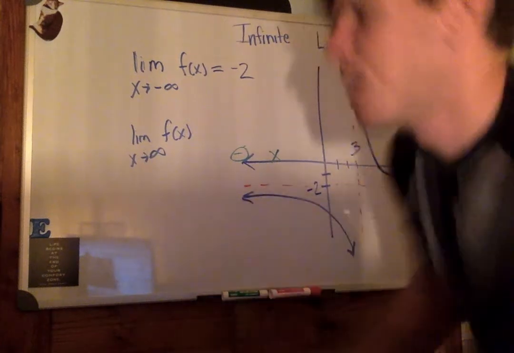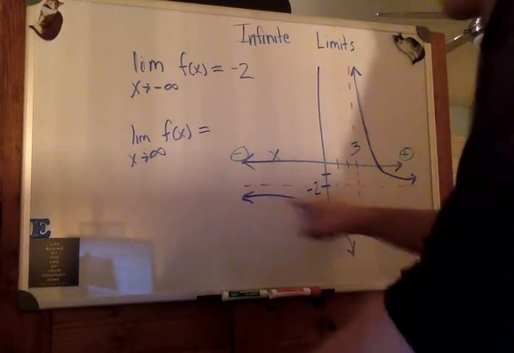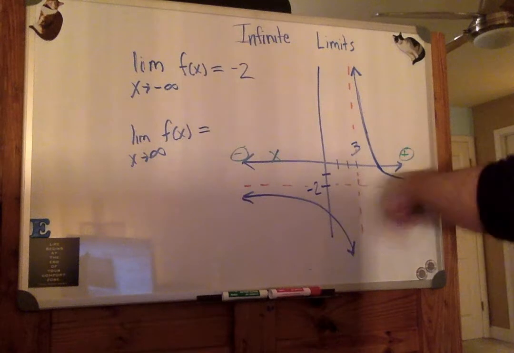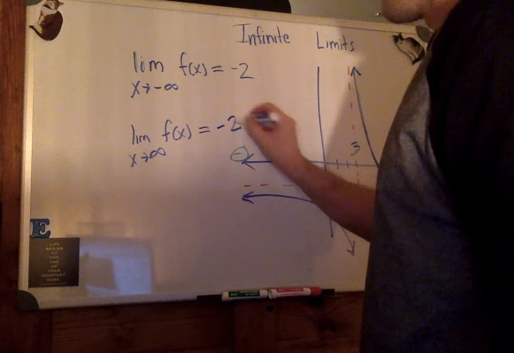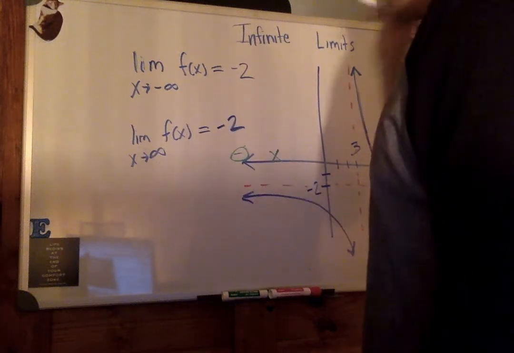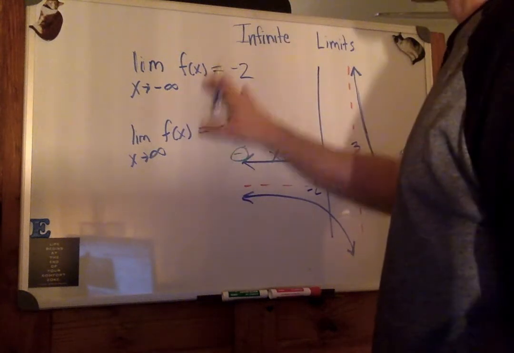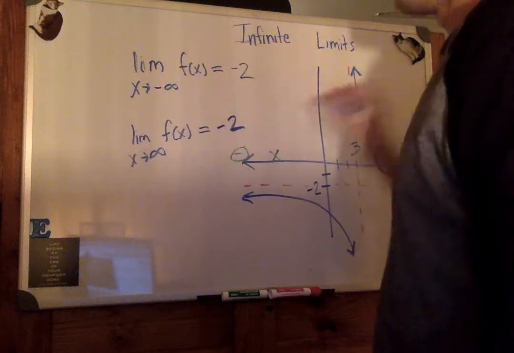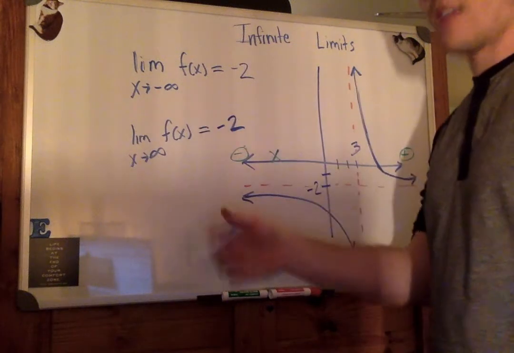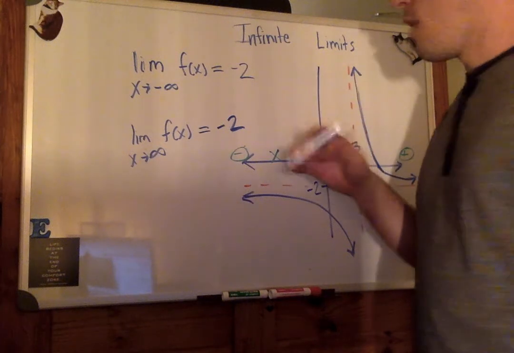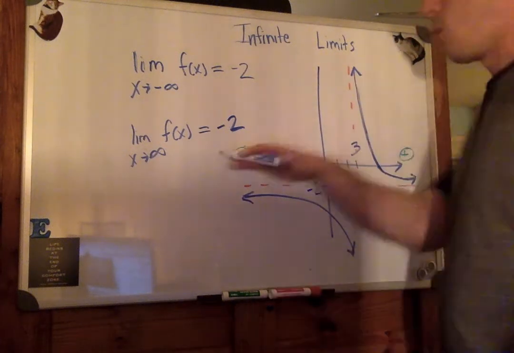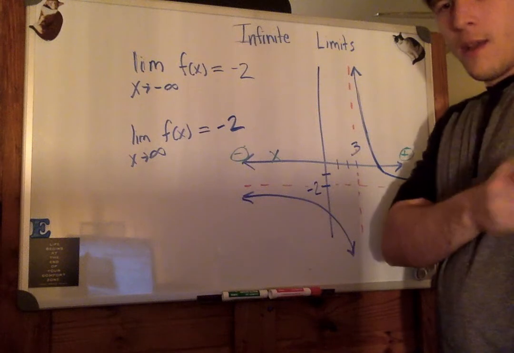It's pretty cool. Same thing on the right, if you think about it. On the right, it's approaching it from the top instead of from the bottom, but it's still approaching the exact same number. It's approaching -2. This is how you express your infinite limits as x approaches negative infinity and as x approaches positive infinity. And you will do this only in situations where there is a horizontal asymptote. I think that's all for this one.